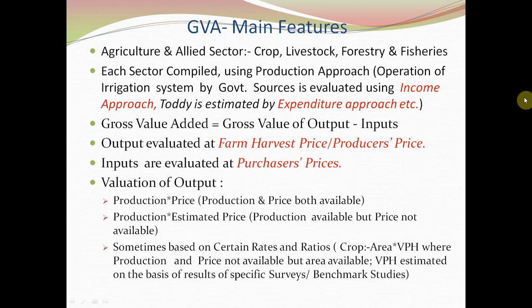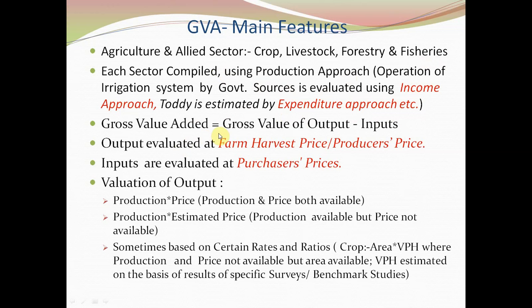GVA main features. GVA is gross value added, and the agriculture and allied sector consists of crop, livestock, forestry and logging, and fisheries and aquaculture sectors. Each sector is compiled using the production approach. Operation of irrigation system by government sources is evaluated using the income approach, and code is estimated by the expenditure approach.